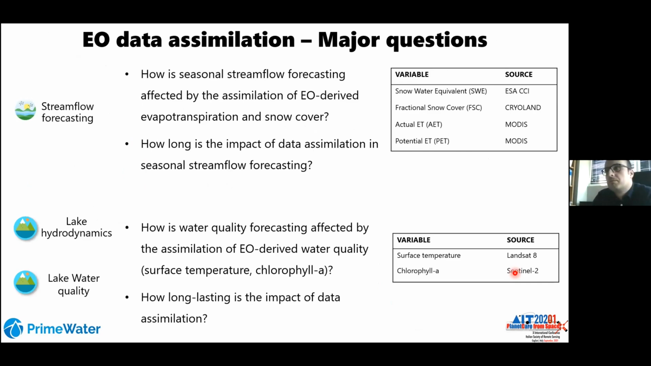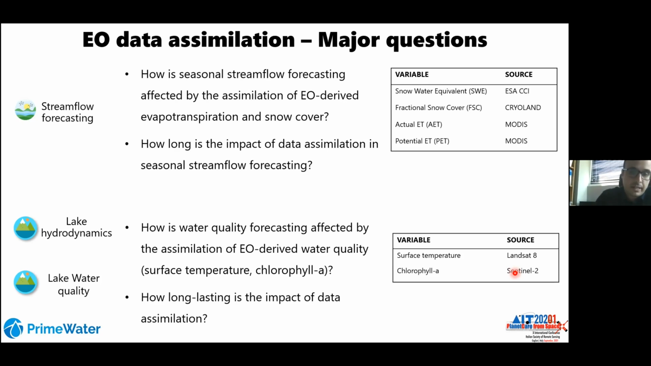Now, beginning from the process-based and the data assimilation component of this project, if we want to summarize our primary, not the only, but the primary investigations that we're undertaking, the answer would be twofold. On one hand, we really want to assess to which extent the assimilation of EO-derived information can improve our forecasting capabilities, which is not self-evident. And at the same time, we also want to evaluate how long the impact of these data assimilation approaches will last.